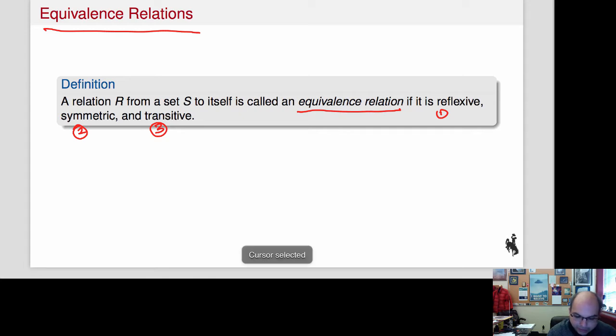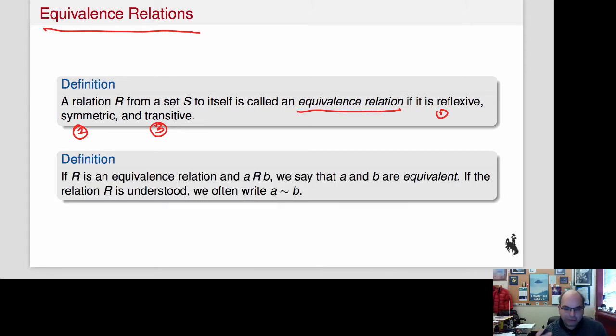Now when we have an equivalence relation and two elements A and B are related, so that A is related to B, then we say that A and B are actually equivalent. As long as you know what the relation R is, we can just say A is equivalent to B using a tilde sign. I'll also write A is equivalent to B using a triple equal sign. So that's the important concept, equivalence relation. Now let's look at some examples of that.